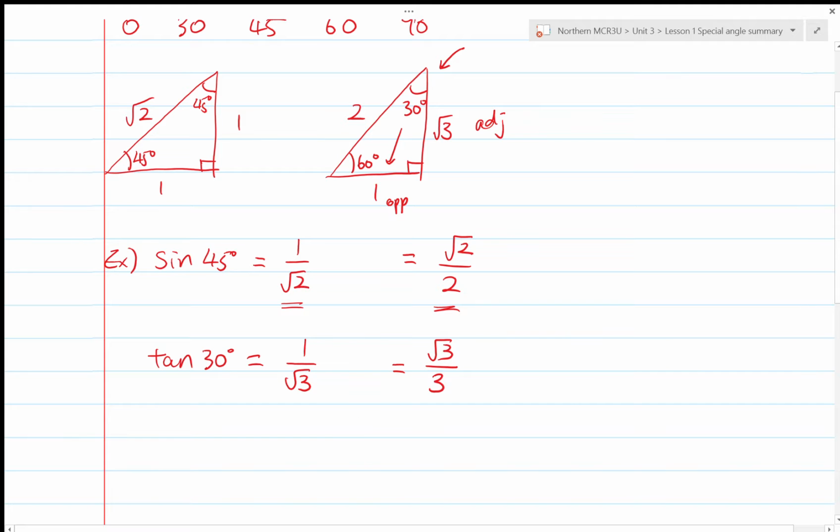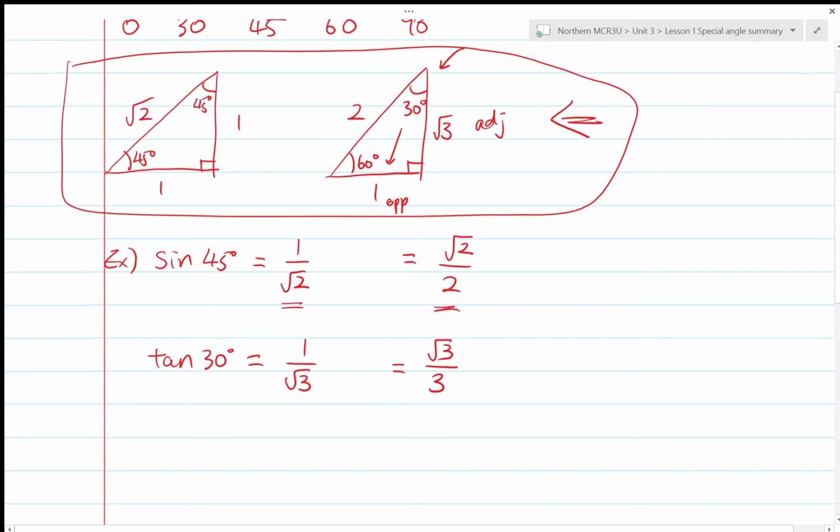Okay, so that was part one. So you really do need to remember this. You really need to remember these two triangles. There's a chart that I can show you in class, but we'll see what happens to it.